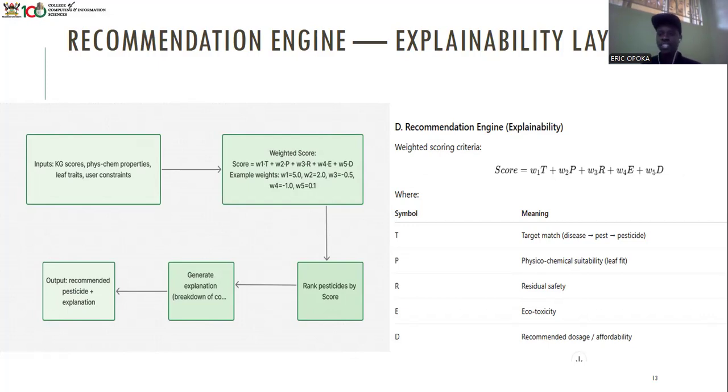Next, we have the ecotoxicity. Ecotoxicity is like the danger it poses to the environment. Get what I'm saying? We have given it E, the danger it poses to the environment, and we multiply it by a particular weight, which is 1.0.